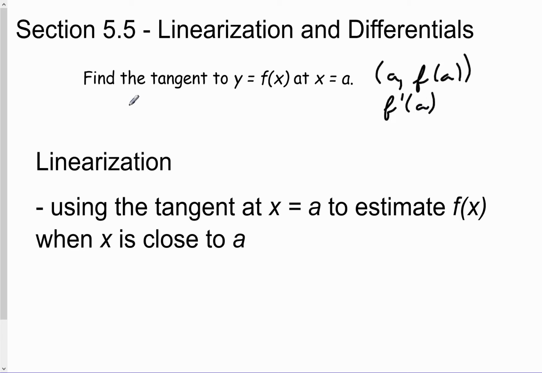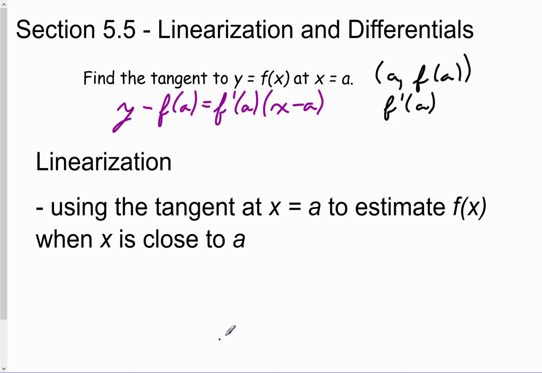So our tangent would be y minus f of a equals f prime of a times x minus a in point slope form. Well, linearization is the idea of using this tangent equation at x equals a to estimate values for f of x when x is close to a.